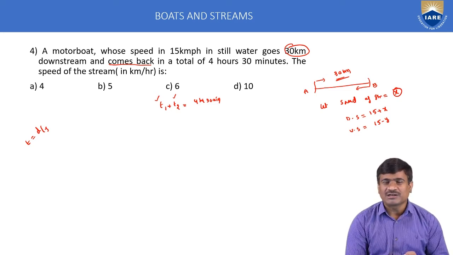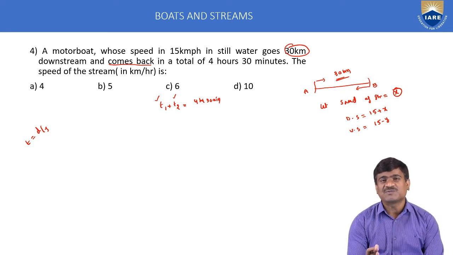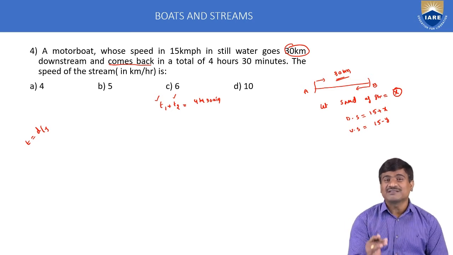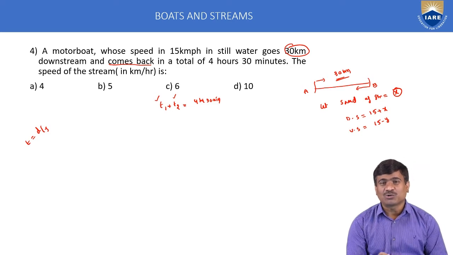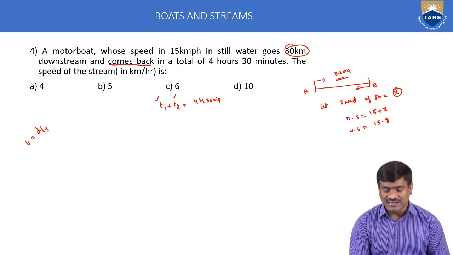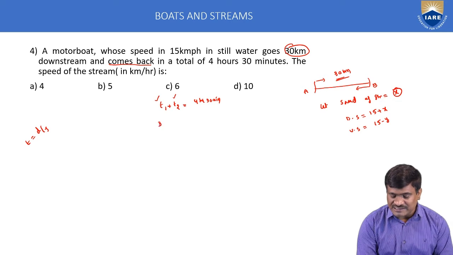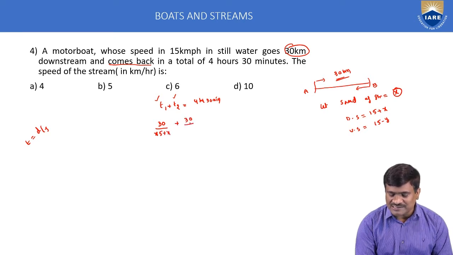Here, first calculate the speed of downstream and the speed of upstream by using the formulas x plus y and x minus y. Here the y term is not given, calculate only the y term, that is the speed of the stream. Next part, T1 plus T2 total time is 4 hours 30 minutes, where T1 is distance by speed. Distance means 30, that is constant, and the speed of downstream x plus y is 15 plus x. And the speed of upstream, same distance, but speed 15 minus x, is equal to 4 hours 30 minutes.